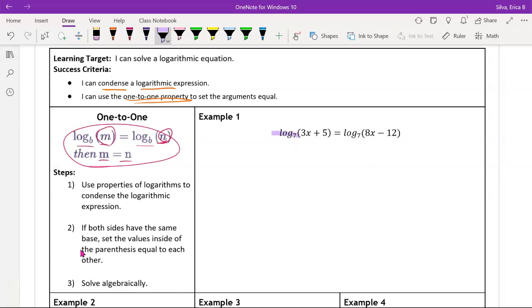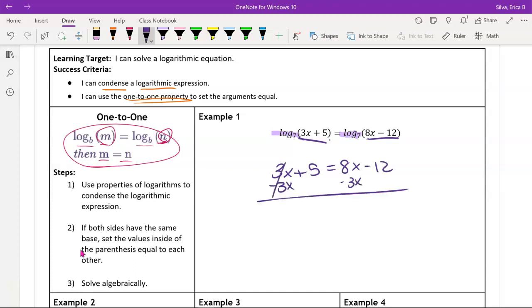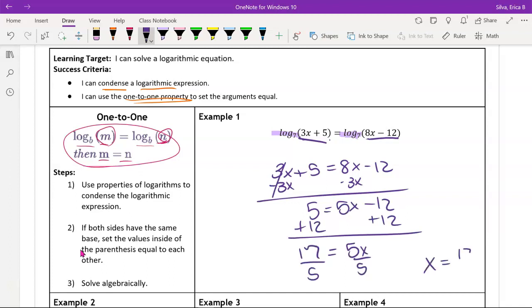So for this first example, we have the same log, and so we can make the arguments equal. So 3x plus 5 equals 8x minus 12. And then we solve for x, and x is equal to 17 over 5.